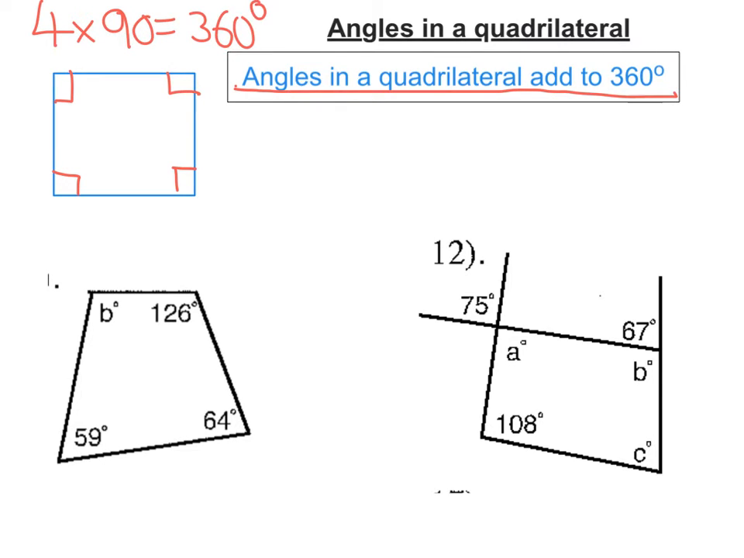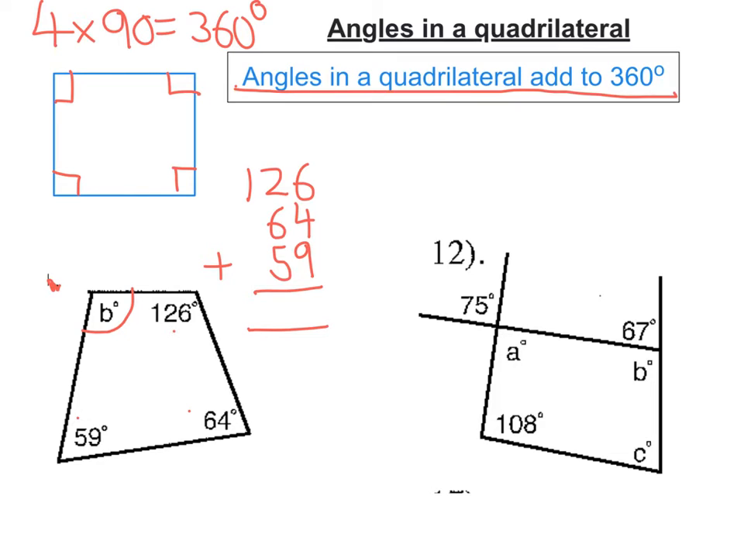Now, not all questions are going to be as easy as that. So, for instance, we've got this quadrilateral here, and it wants us to work out what B is. So to work out B, I'm going to add these 3 angles together and then take that result away from 360. Okay, so I've just got those 3 angles there, so I'm going to add them up.